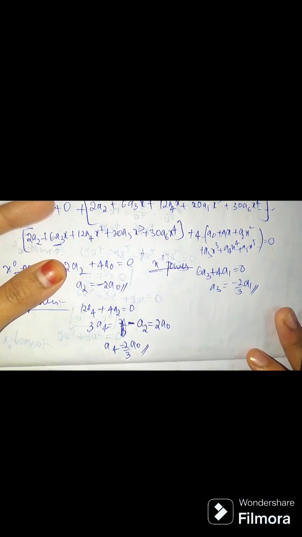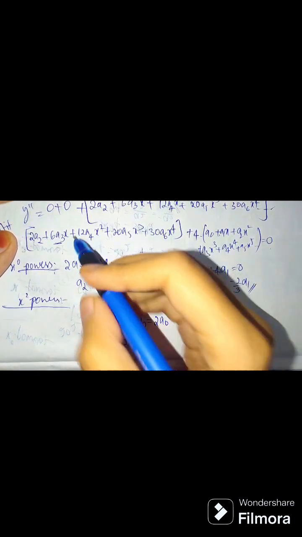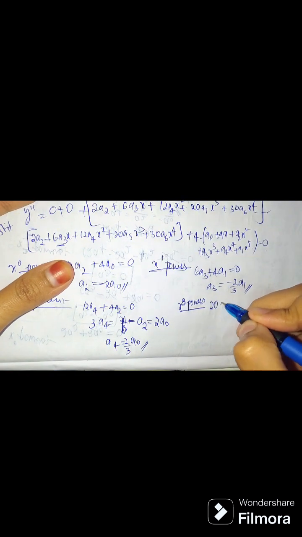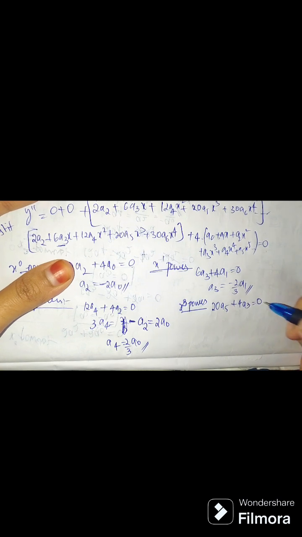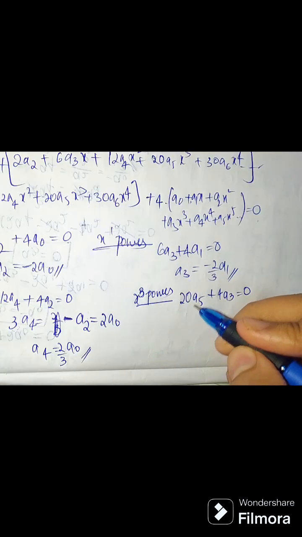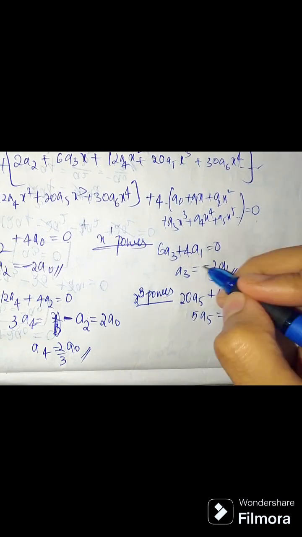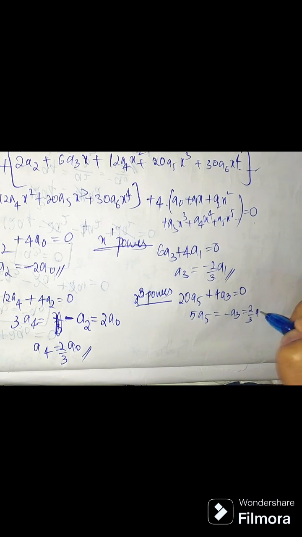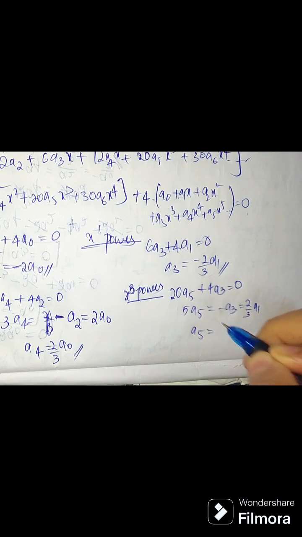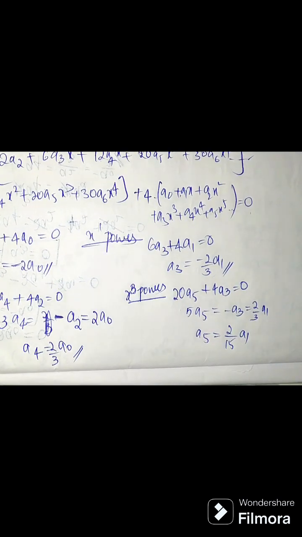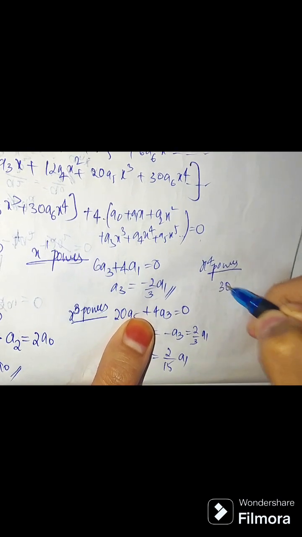Next we will find x cube powers. That will be 20a5 and 4a3 is equal to 0. From here I'll take 4 out, so I'll write 5a5 is equal to minus a3. But what is my a3? Minus 2 by 3 a1, so this will be 2 by 3 a1. Next, a5 will be 2 by 15 a1. X power 4 powers: 30a6 and 4a4.